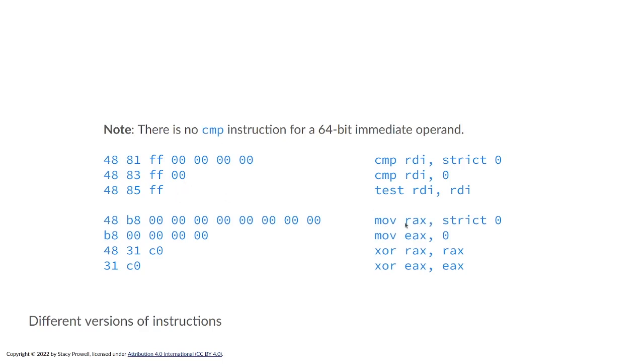How about moving a strict 0 into RAX? Yeah, it will do that. It will give us an 8-byte 0 and put it in RAX. If we just do that using the zero extend, much simpler. What about exclusive ORing RAX with itself? That gives us a 3-byte version. What about XORing EAX with itself? Well, that's going to automatically zero extend into RAX, so it's exactly the same as the instruction above. It's going to have the same effect of putting 0 in there, and it's just 2 bytes. So that's what we're going to want to use.